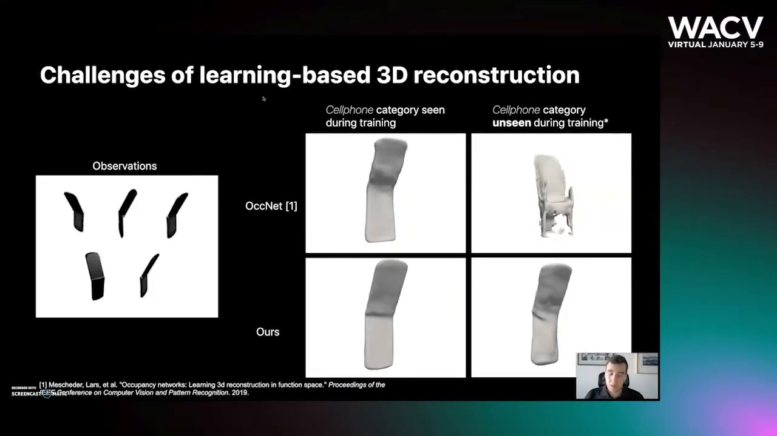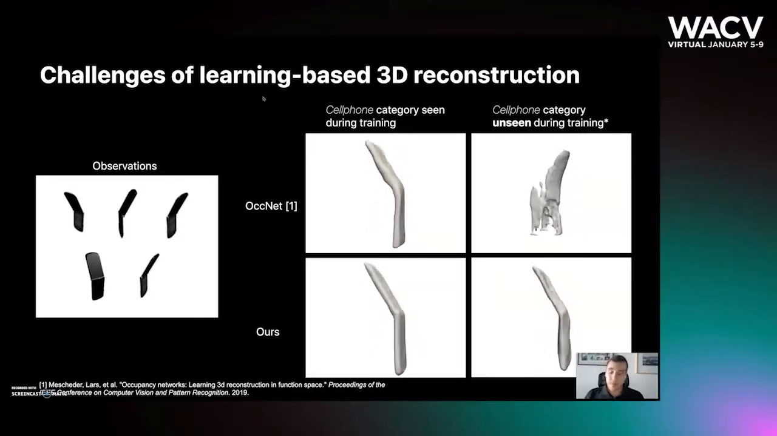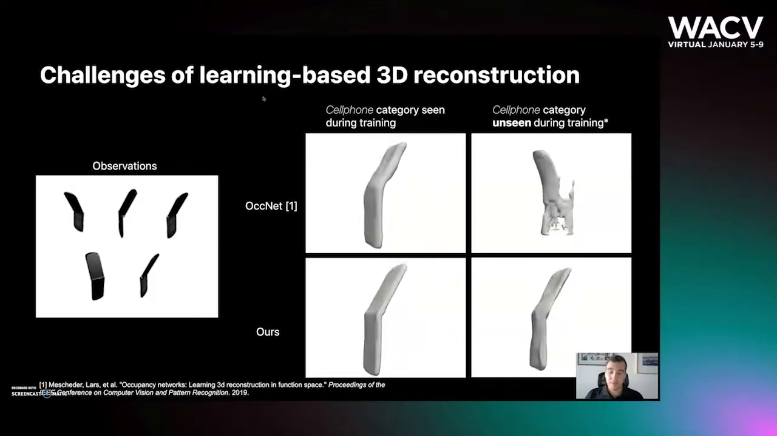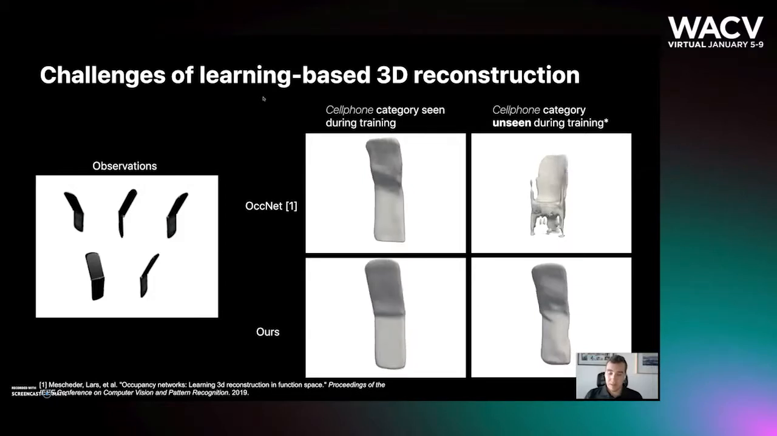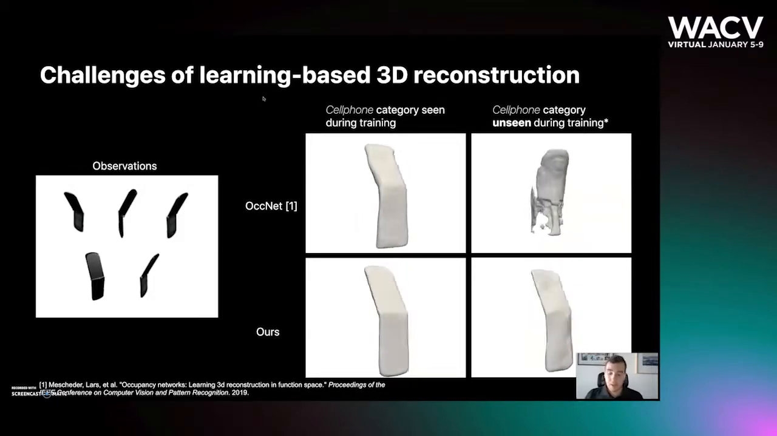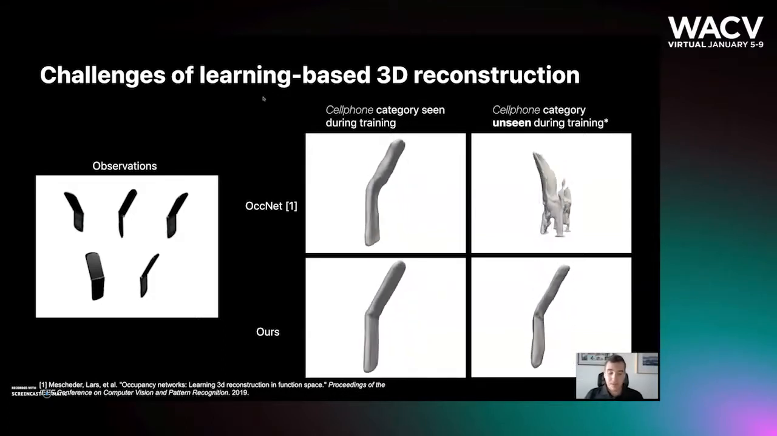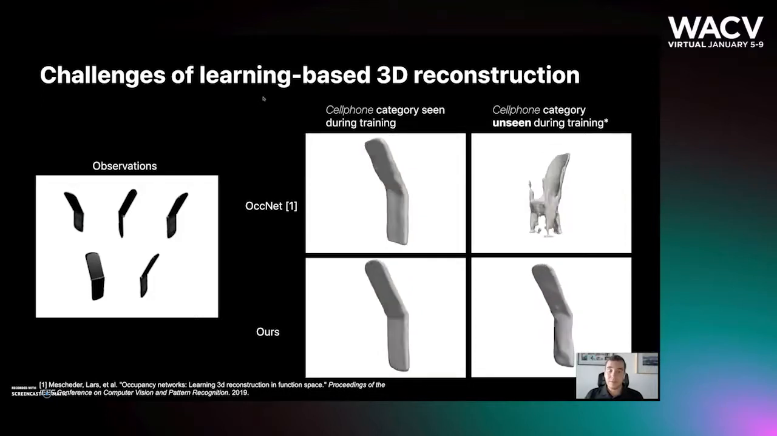Occupancy networks, or ONet, was a paper introduced at CVPR 2019. The key idea is to represent shapes as a level set of a continuous scalar field that models occupancy. A point is labeled as occupied if it lies inside the object mesh, and unoccupied otherwise. We noticed that if ONet was tested on objects that were not seen during training, performance significantly degrades.